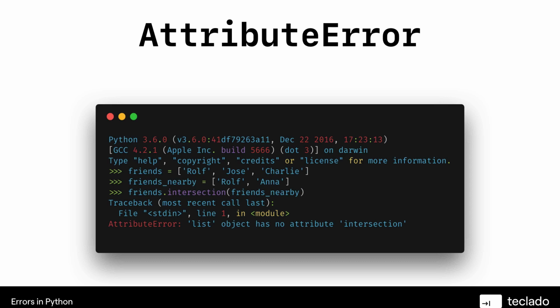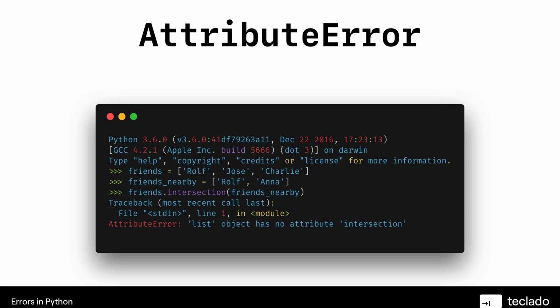Intersection is something we can do with sets. If you recall, we looked at this earlier on in the course. It is not something you can do with lists. So then you get an attribute error. The list object has no attribute intersection. You can't do intersection because a list doesn't know what it is.